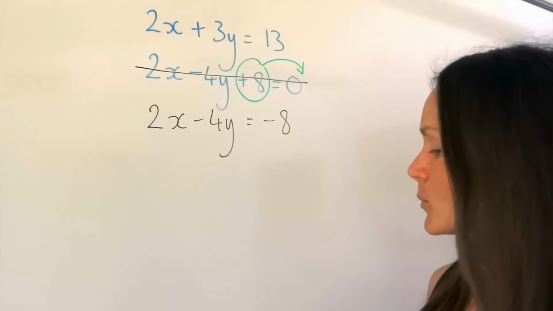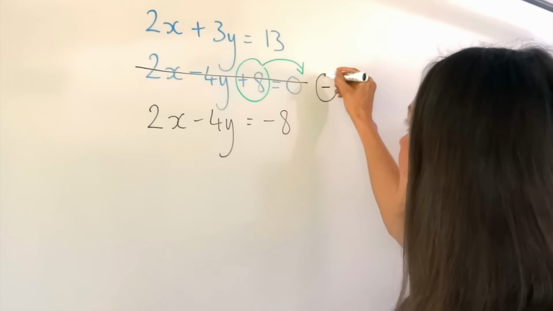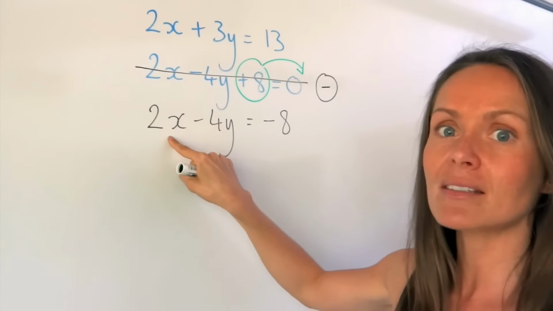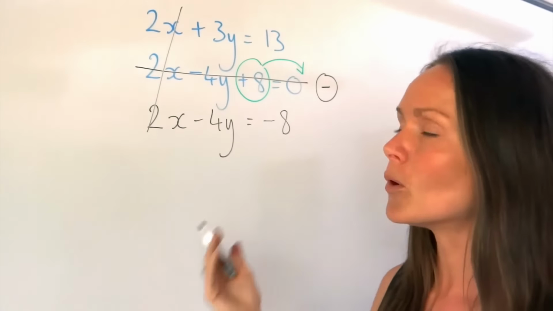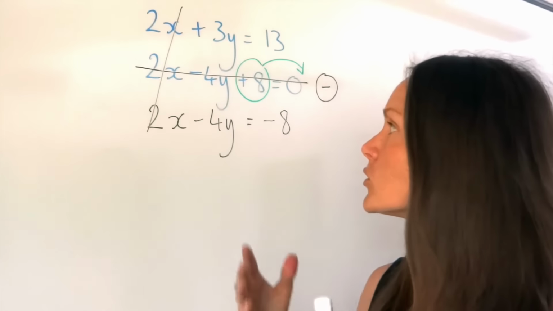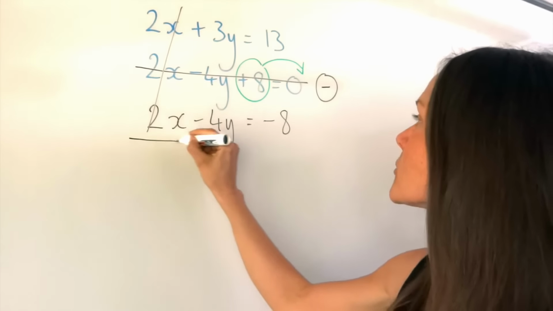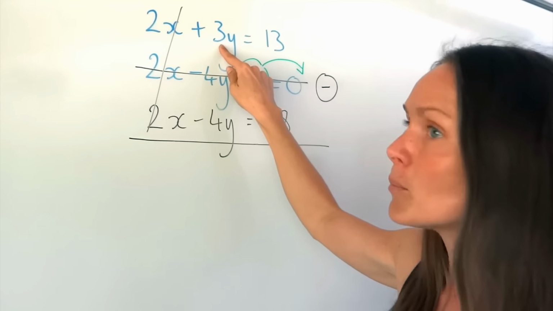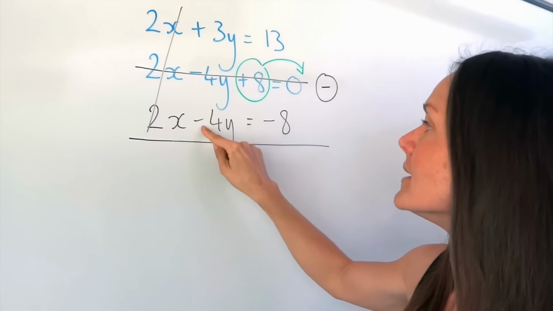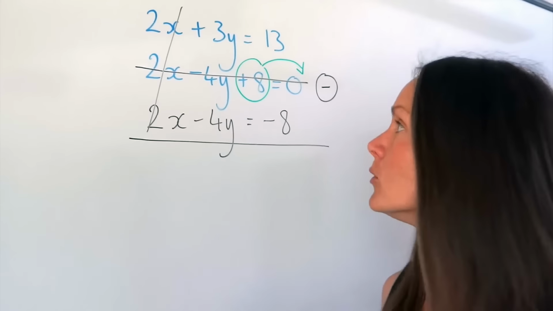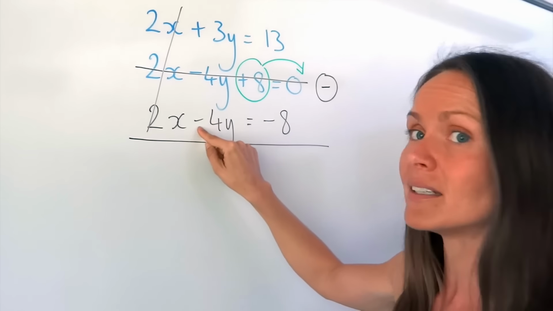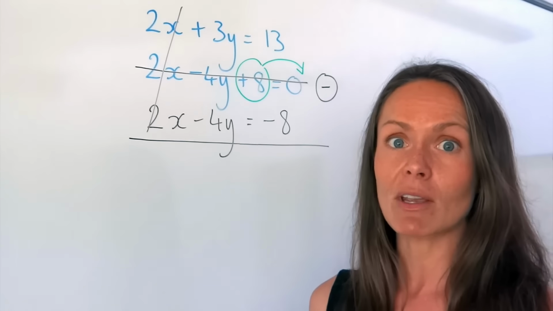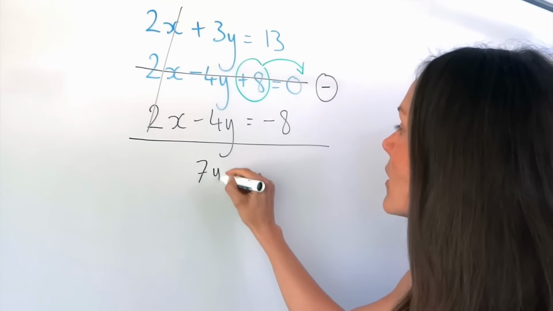So in this one, I'm going to be subtracting, which makes sense because 2x take away 2x is 0. Remember, you want either the x's or the y's to go to 0. So let's subtract everything else. So the y terms are 3y take away negative 4y. So be careful because you've got a minus here. So 3y take away negative 4y is the same as 3y plus 4y, which is 7y.